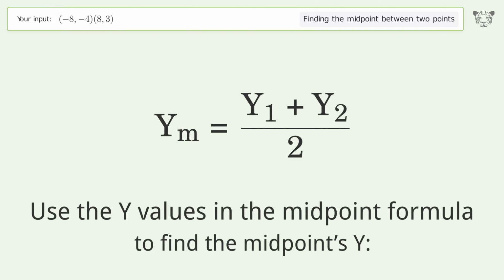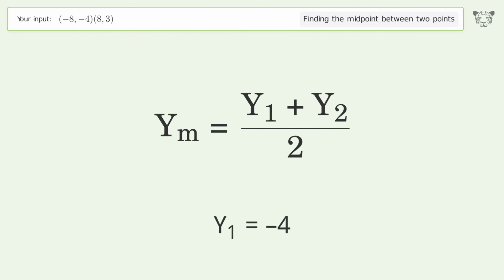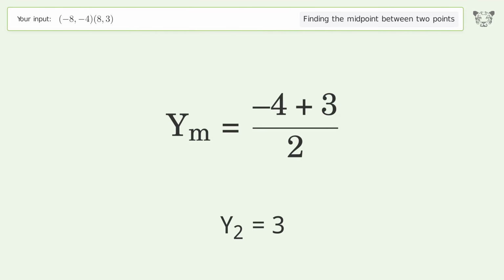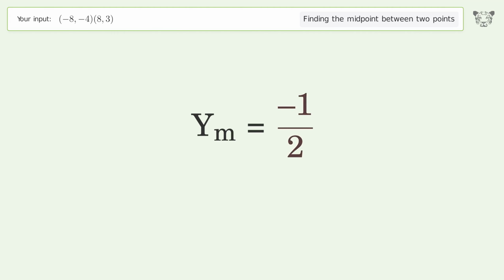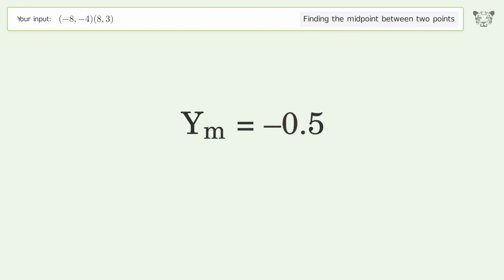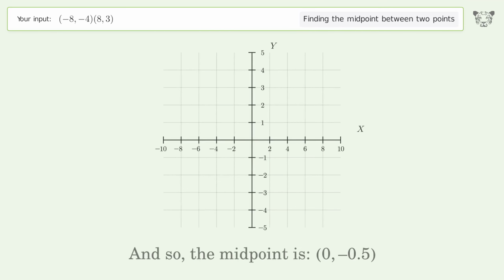Use the y values in the midpoint formula to find the midpoint's y. y1 equals negative 4. y2 equals 3. Simplify the arithmetic. And so, the midpoint is 0, negative 0.5.